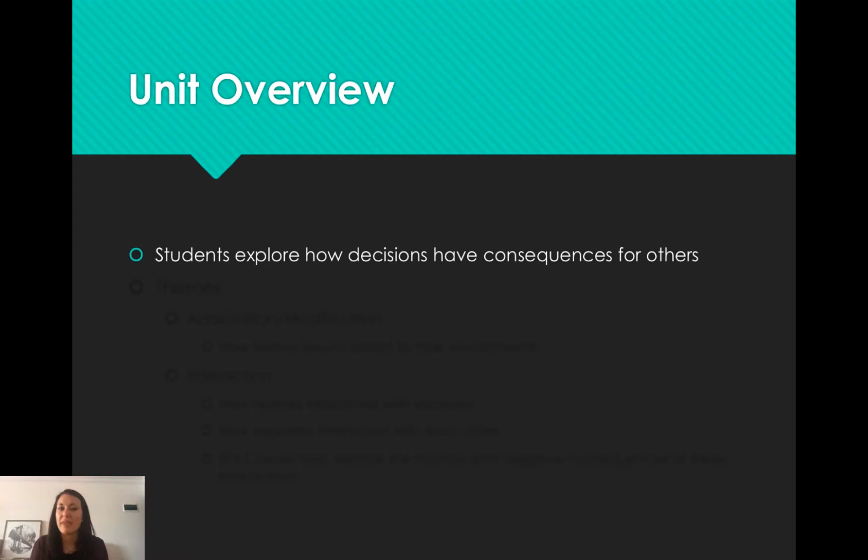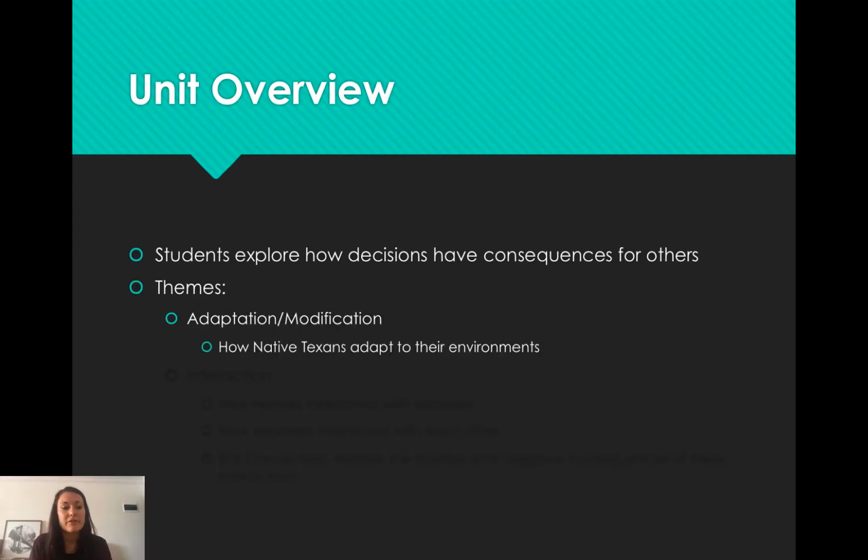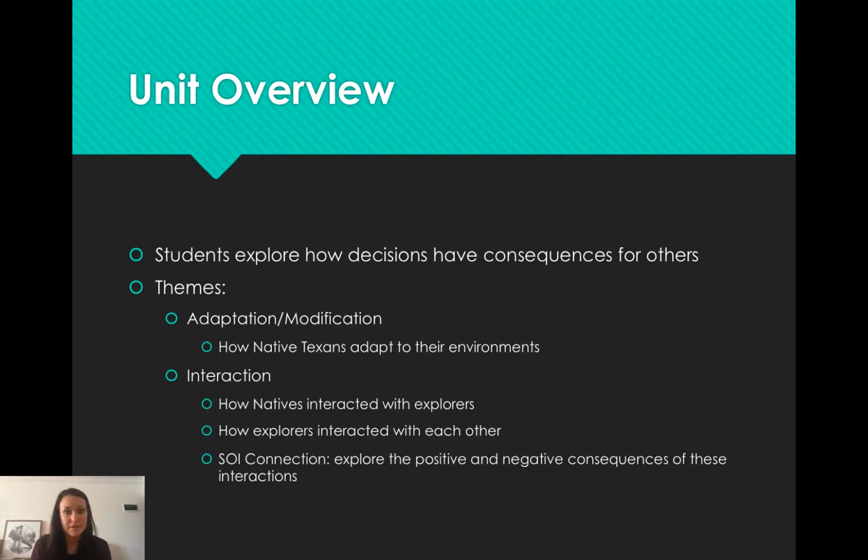There's two big themes that are running through this unit. The first one being adaptation and modification. So how natives adapt to their environments is going to be the big way that we see that. How did natives survive in the environment that is Texas? The second big theme that we're going to see is interaction. We'll see this in plenty of ways, but just a couple of examples is how the natives interacted with the explorers, how some different groups of explorers interacted with each other. And that's also going to connect to our SOI because it's going to give students an opportunity to explore the positive and negative consequences of the interactions.